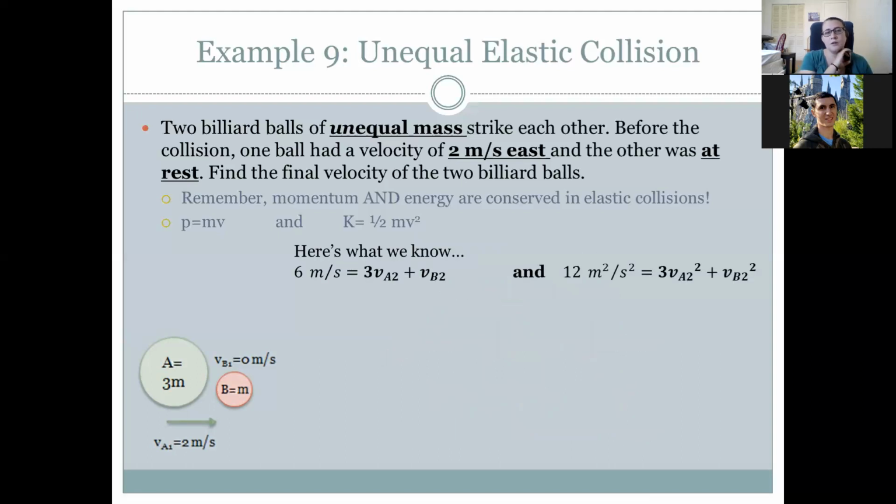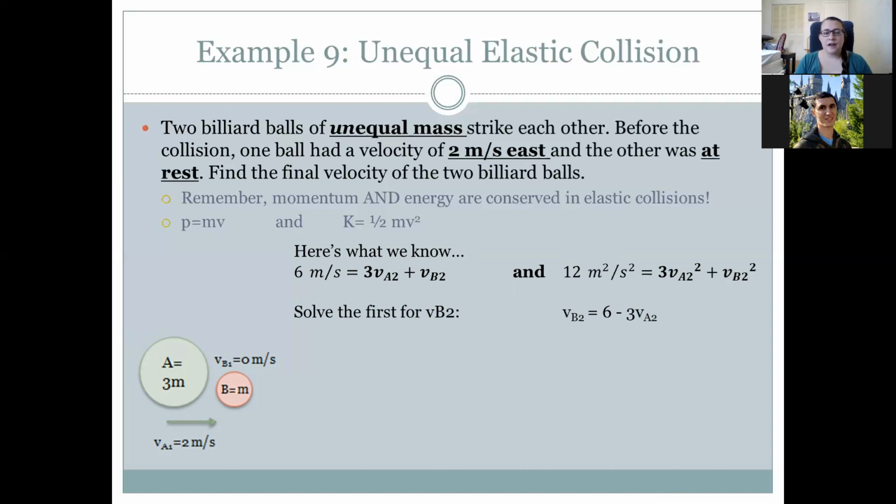Okay, so from momentum, we know that 6 equals 3 VA final plus VB final. And then from our energy approach, we know that 12 equals 3 VA final squared plus VB final squared. So in this case, we're going to go through all of the messy algebra steps just so you can see how to do it instead of just taking random guesses and plugging them in. Which, I mean, it's still a valid approach, but we'll do it the algebra way this time.